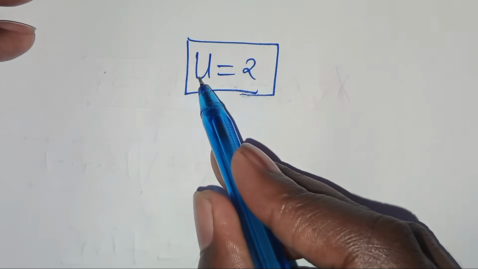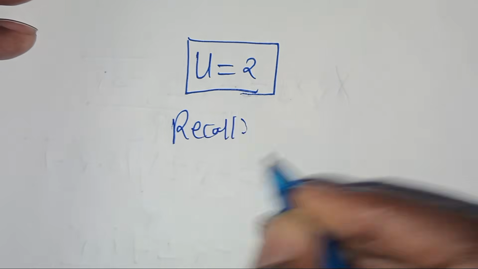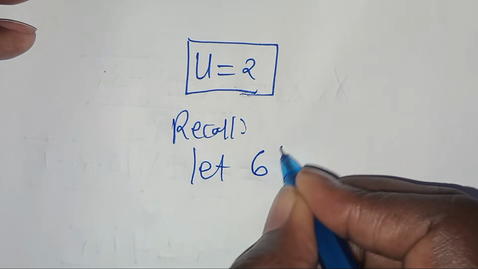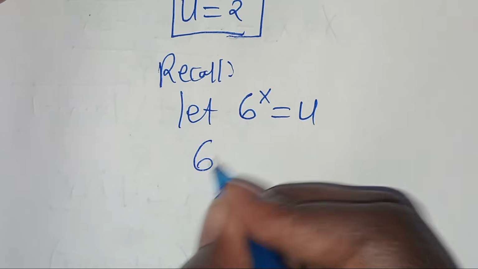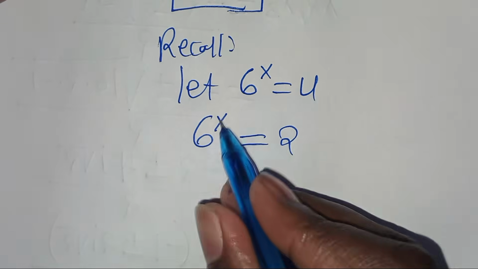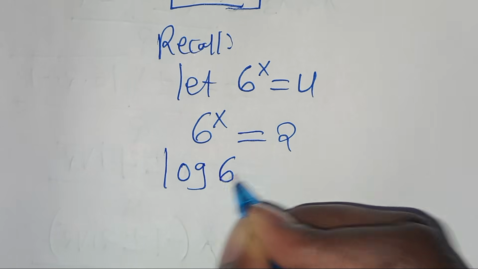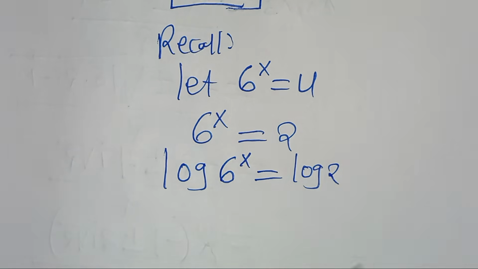Now, since we have u is equal to 2, and if you recall, we said that we let 6 to the power of x be equal to u. So we have 6 to the power of x equal to 2. To solve for x here, let's introduce logarithm on both sides. We have log 6 to the power of x equal to log 2.